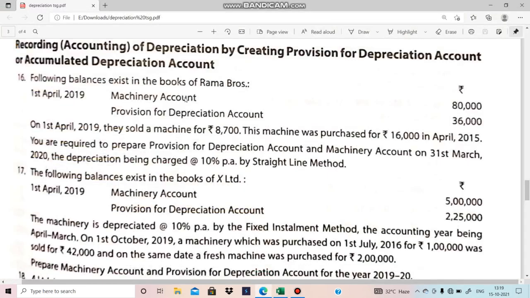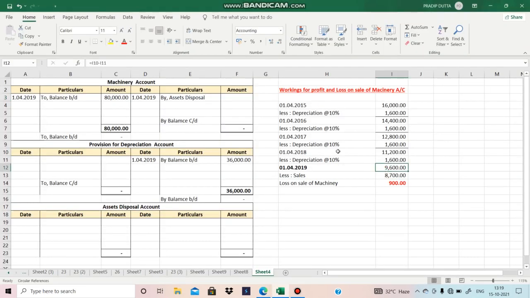What is the value of the asset disposal? Not the sale proceeds. Always put in the machinery the original value. So the original value is 16,000. The balancing figure will come around 64,000 at the end of the year, that is 31st March 2020. Here would be 1st April, sorry, 2020. Clear? So first 80,000 machines, the balance asset disposal is 16,000.